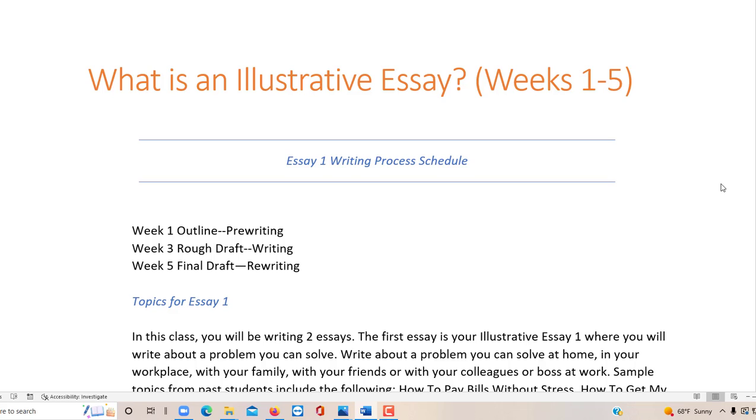In week 3, you're going to convert that outline into a 5-paragraph rough draft. So that's stage 2 of the writing process. And then in week 5, after you look over my teacher feedback for week 3, you will rewrite your paper for the final draft. For each of these stages, I will be giving you feedback, and you need to incorporate my feedback and corrections into the next draft of your paper.